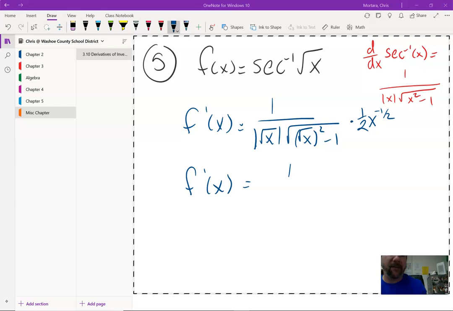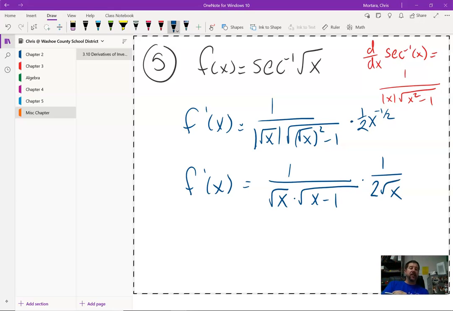All right, so f prime of x would be 1 over the square root of x, which is always positive, so I can drop the absolute value in this case. And then times the square root of x squared is just x, minus 1, times 1 over 2 root x. All right, and so now if I multiply these together, 1 over 2 root x times root x again is just x, root x minus 1. So that would be the derivative of this function here.